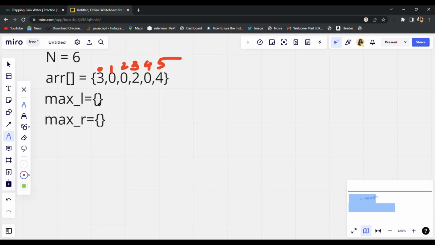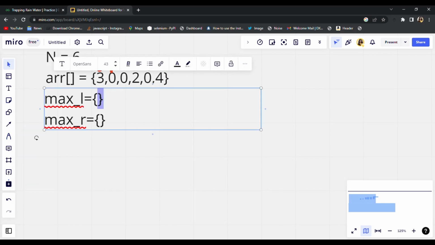Okay, I repeat, max left is going to store the maximum height on the left side of the current block, including the current block, and max right is going to store the maximum height on the right side of the current block, including the current block. Okay, so let's start filling these two arrays, which are max left and max right.